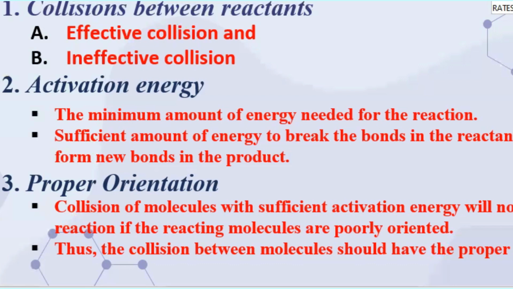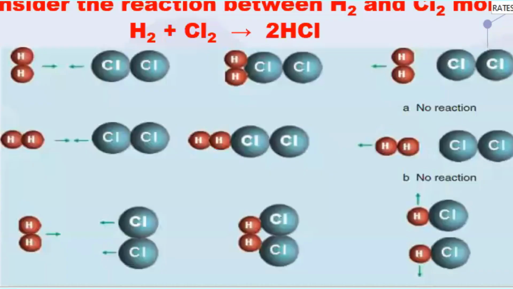The third one is proper orientation. Collision of molecules with sufficient activation energy will not bring reaction if the reacting molecules are not properly oriented. Thus, the collision between molecules should have the proper orientation to undergo chemical reaction. Let's see this example. Consider the reaction between hydrogen and chlorine to produce hydrogen chloride.